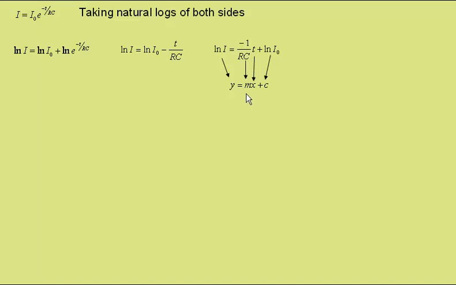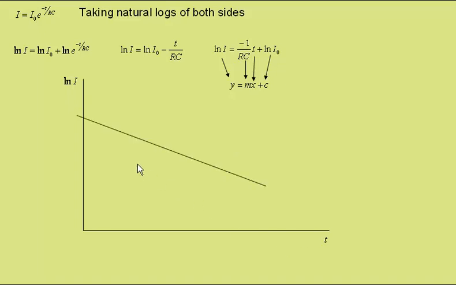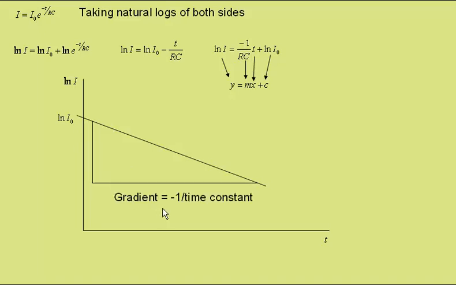So if we plot a graph of the natural log of I against time, we should get a straight line of gradient minus 1 over RC and y-intercept of the natural log of our starting current. So here's our axes for natural log of I against t. We would end up with a negative gradient, the y-intercept natural log of our starting current. The gradient is minus 1 over the time constant.